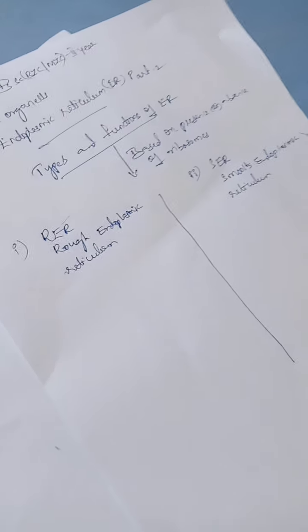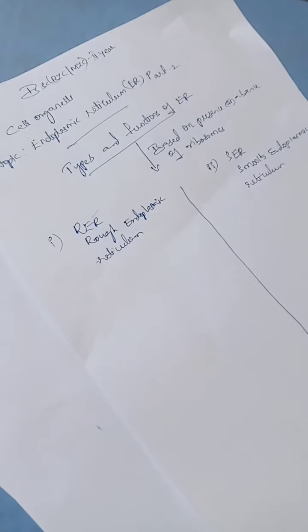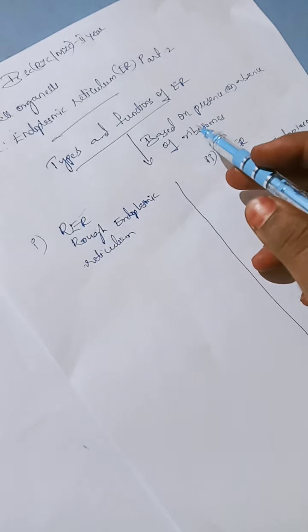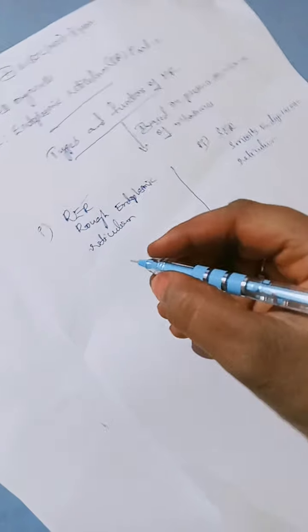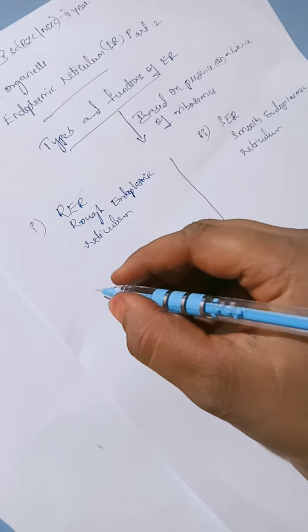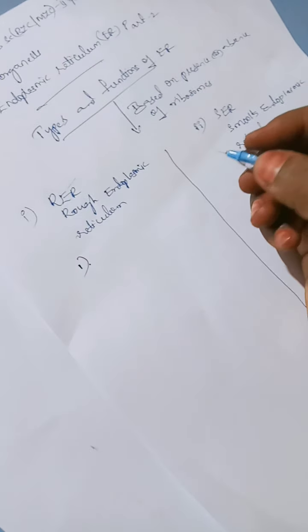Okay, so today we are going to discuss some differences between RER and SER, so you can understand easily. RER means rough endoplasmic reticulum, SER means smooth endoplasmic reticulum. What is the basic difference between RER and SER? As I told you, we are differentiating them based on the presence and absence of ribosomes. So I'm starting the differences between these two.